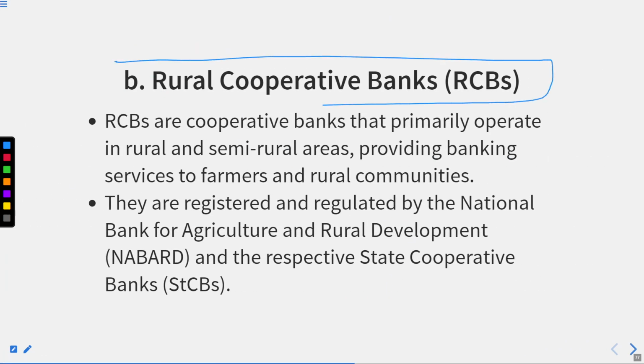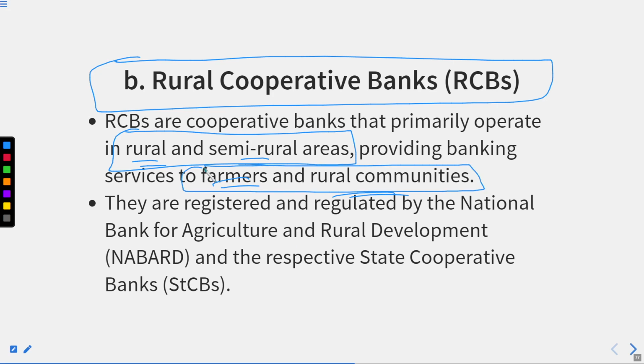After UCBs, now we have the RCBs. Okay, rural cooperative banks. Rural cooperative banks primarily operate in rural and semi-rural areas, providing banking services to the farmers and the rural communities. So remember, these are the banks operating in rural and semi-urban areas. Okay, and in these areas, their customer base largely comes from the farmers and the rural communities. Registered and regulated by the NABARD and the respective state cooperative banks.